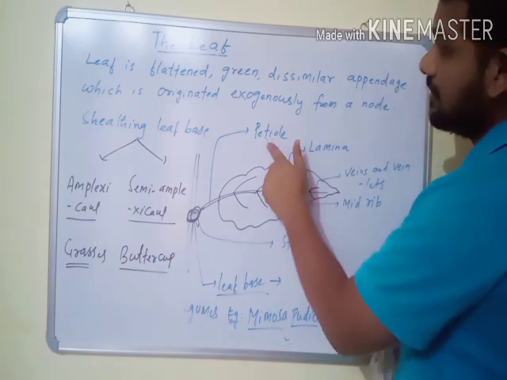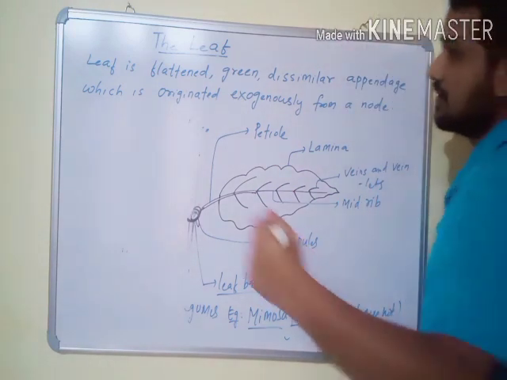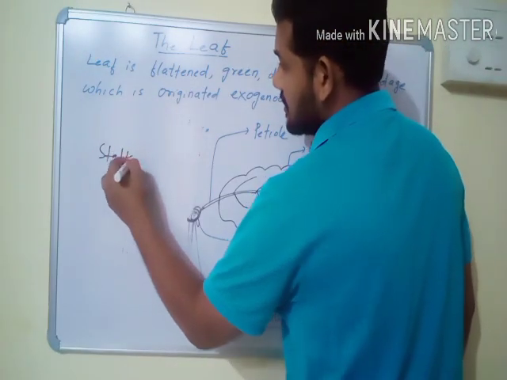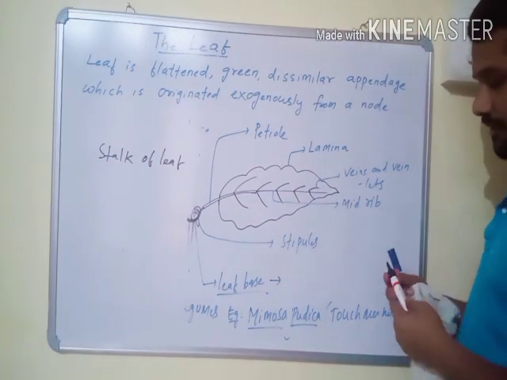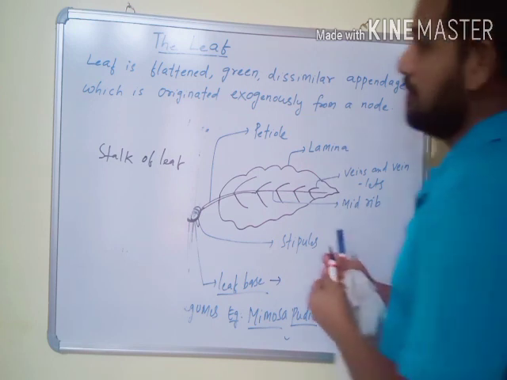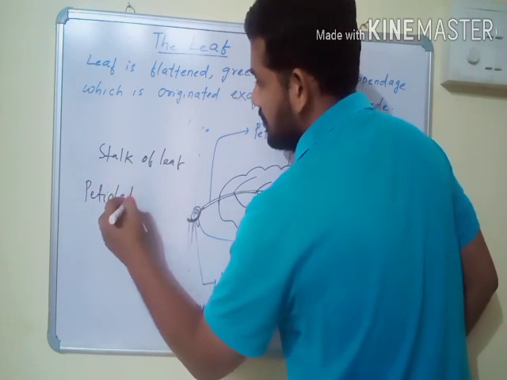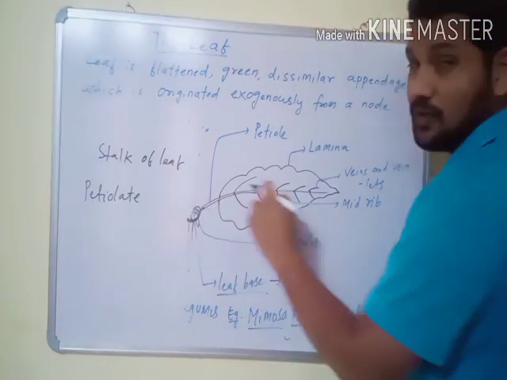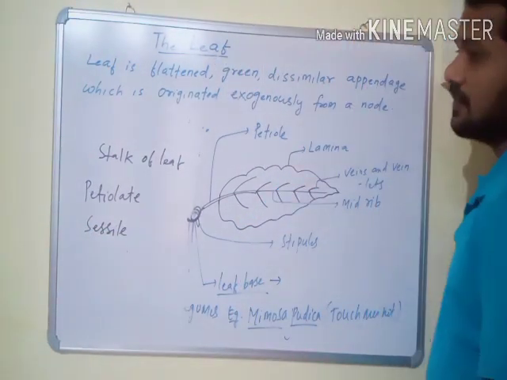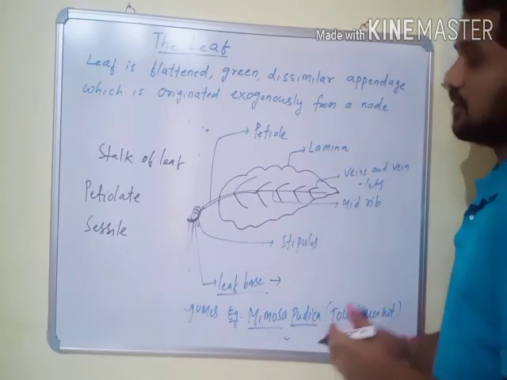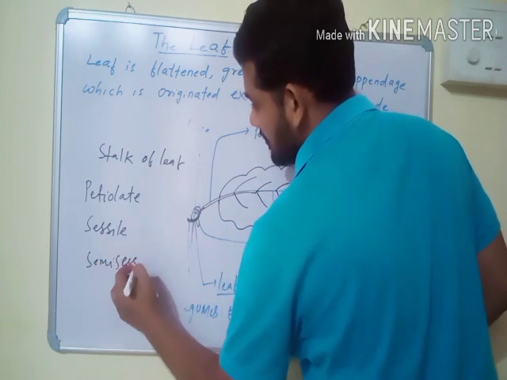And the second part of the leaf is called petiole. What is the petiole? It is the axis or stalk of the leaf. The stalk of the leaf is called petiole. If petiole is present, leaves are said to be petiolate. In some cases, the petiole is absent. If petiole is absent, then leaves are called sessile. Or in some cases, the petiole is short. If a short petiole is present, then they are called semi-sessile leaves.